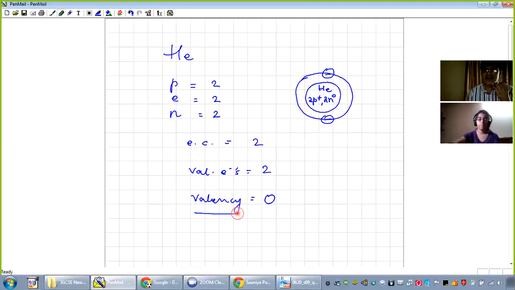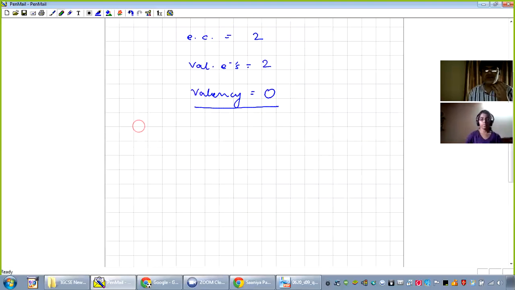Because its valency is 0, they have an inability to combine with other substances. Therefore, these are all known as noble gases. There is another word given to these noble gases. Have you come across it? These are also known as inert gases. Inert means they cannot react with other substances. That was for atomic number 2.